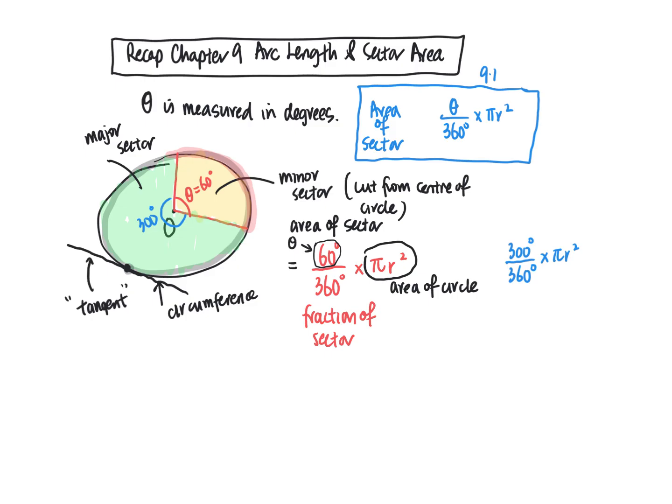Okay, so the second formula we will learn, if I'm interested in only calculating the length of this arc, this is called arc length. Then we will use the same thing by proportion, right? I know this is 60 degrees out of 360 degrees. But instead of calculating the fraction of the area, we find the fraction of the circumference.